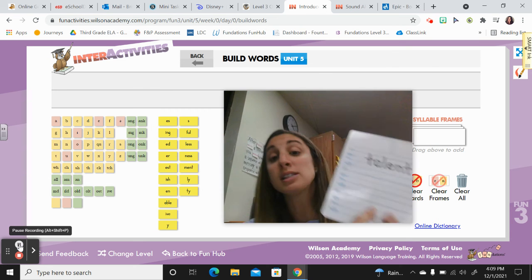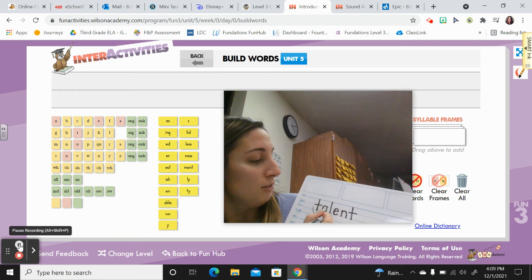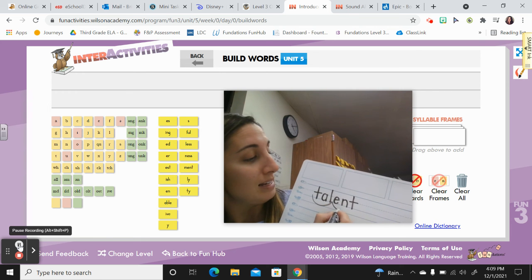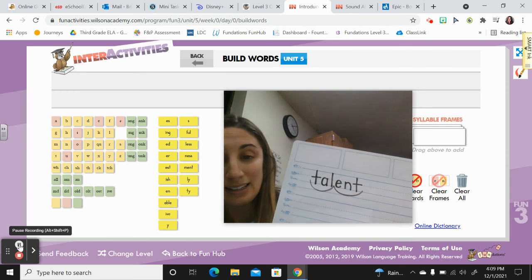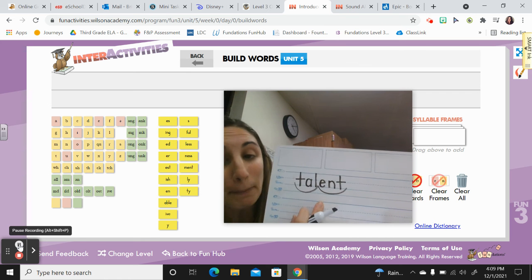All right, let's look at spelling first. How did you do? Tal is the first syllable. And then did you remember that the schwa is E-N-T? All right, if not, fix it. These are ones you just have to kind of remember.